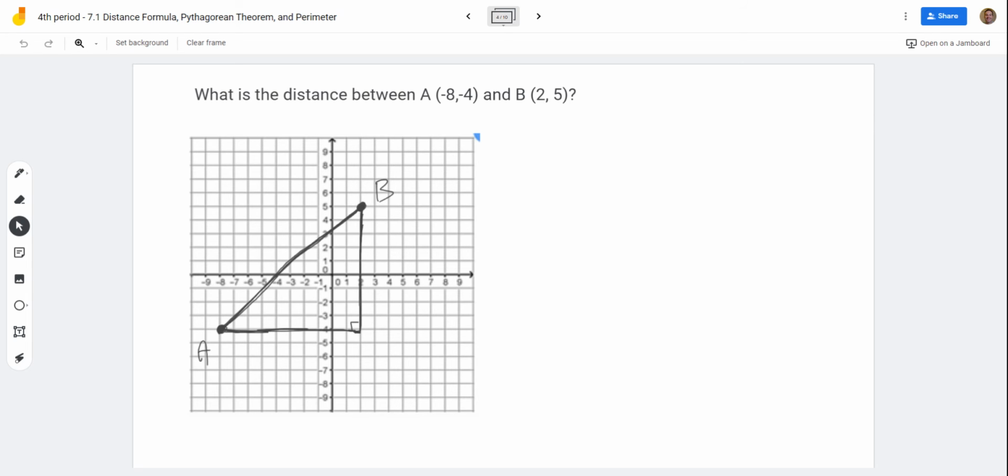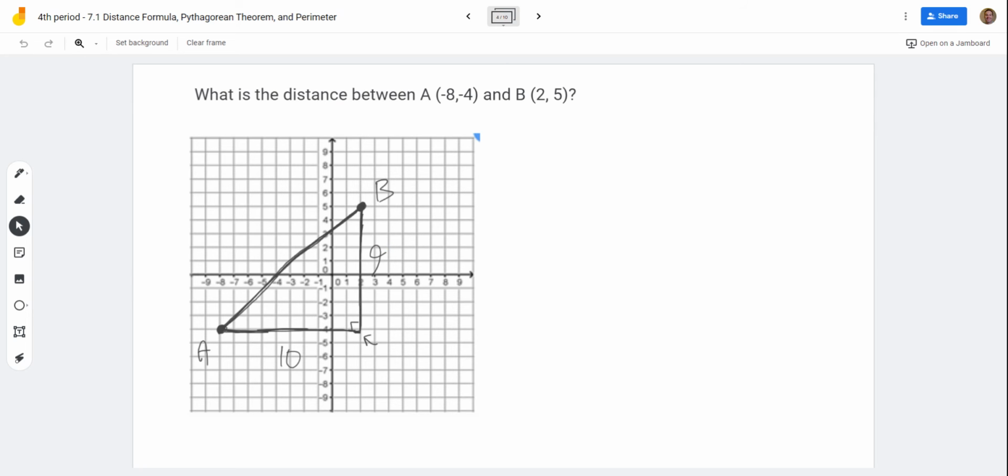And now I just need to count the side lengths for my two legs. I'm just counting units here. So from A to this bottom right-hand corner here is 1, 2, 3, 4, 5, 6, 7, 8, 9, 10. This is 10 units. And then from this bottom right-hand corner up to B is 1, 2, 3, 4, 5, 6, 7, 8, 9. 9 units.